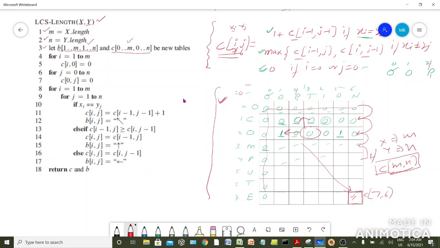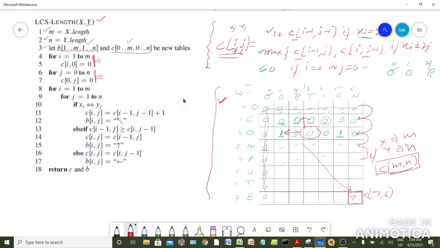So this is the loop, or you can say these are the statements responsible for making the first row equal to 0. Fine. And these are the statements which are responsible for making this column equal to 0. Fine. Now move to the next one.